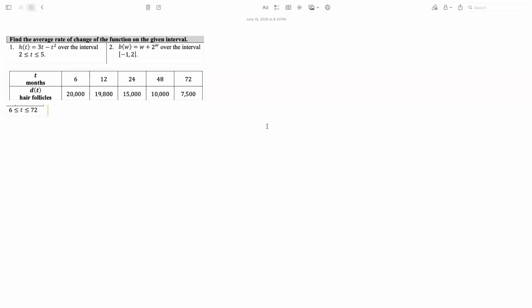So there are three questions on the board, 1, 2 and 3, okay? These algebraic equations are given as functions. Here there is a table. For each of them, you have to calculate the average rate of change over a given interval. The intervals are 2 to 5, minus 1 to 2. Here it is 6 to 72. So find out these values, send the answer to me in chat, and we'll move on to finding the rate of change at a particular point.